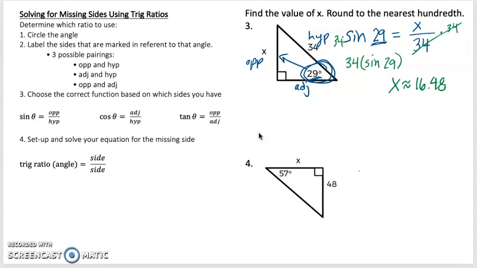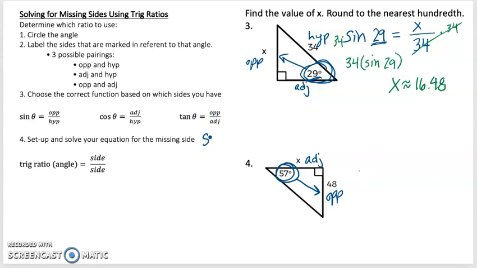Alright, so let's look at number 4. We look at this angle we've got, and let's label the sides with respect to that angle. So this one, 48, would be the opposite side. And I know this is the hypotenuse. I'm not actually going to label this one because it's not one of the things I'm looking for, and it's not one of the things I'm given. So x is touching 57 and is not the hypotenuse, so x would be the adjacent side. Then you'd ask yourself, which one of our trig ratios uses opposite and adjacent? And that would be tangent.